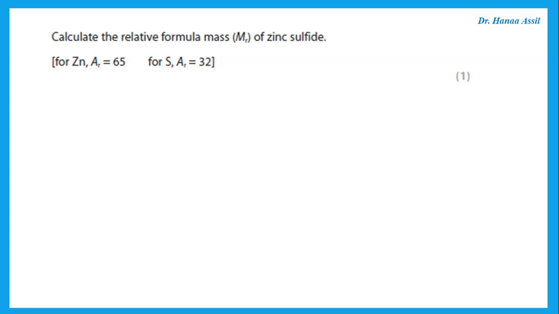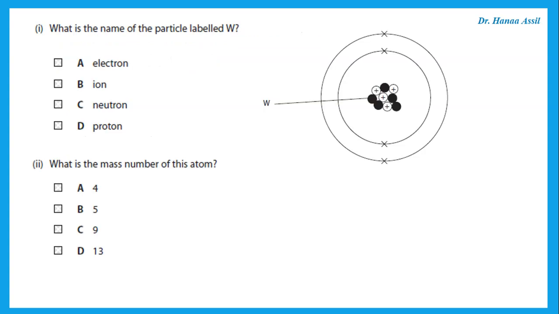Calculate the relative formula mass of zinc sulfide. How do we calculate MR? We need to write the formula first. Remember, zinc has a valency of 2. Sulfur also has a valency of 2. Remember, sulfide means sulfur. So zinc sulfide is ZnS. And we said when each of them has a valency of 2, they cancel each other, so you don't write 2 under any of them. So zinc sulfide is ZnS, and you add the mass numbers of each, that gives the MR.